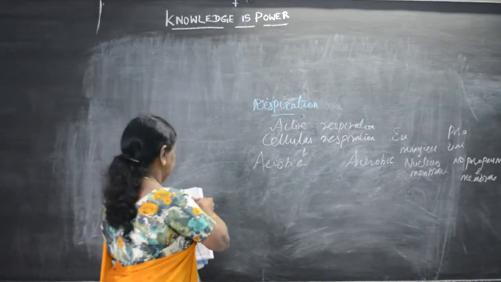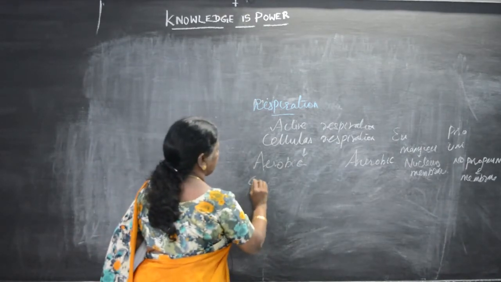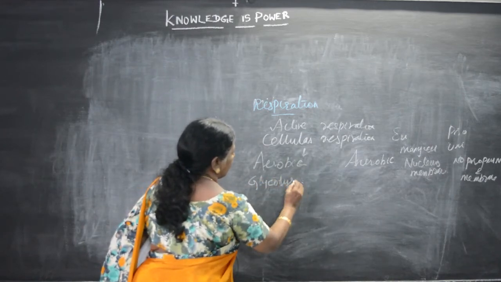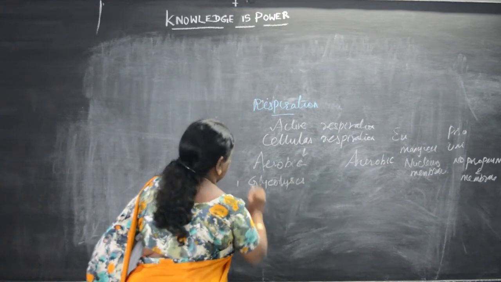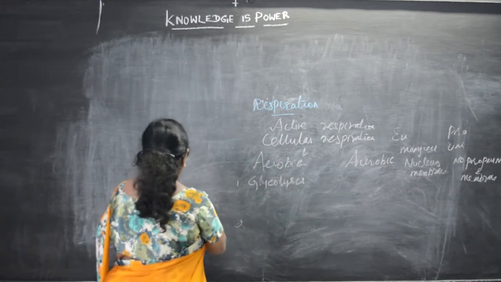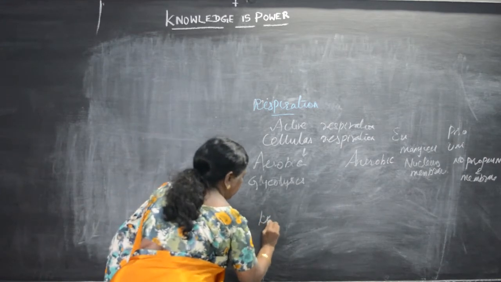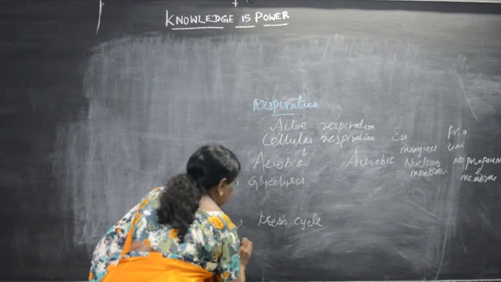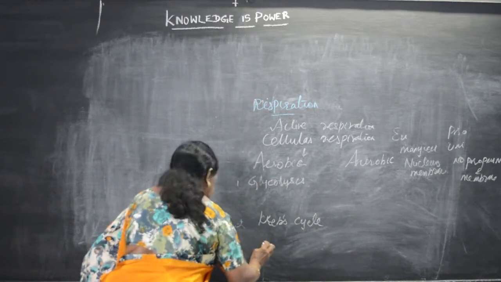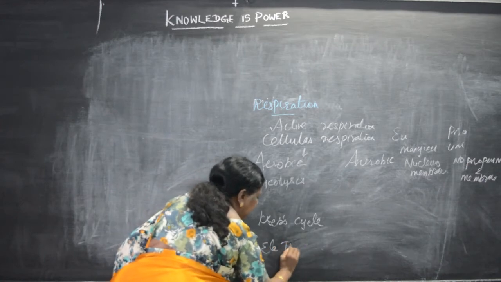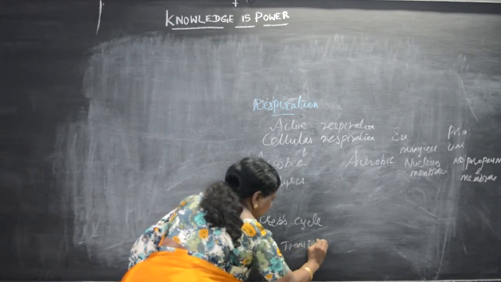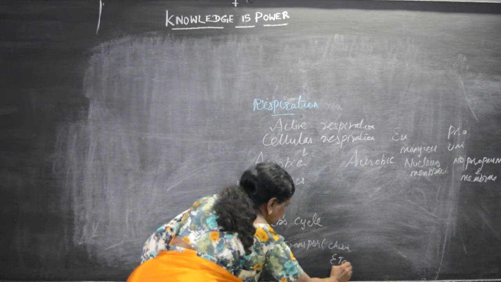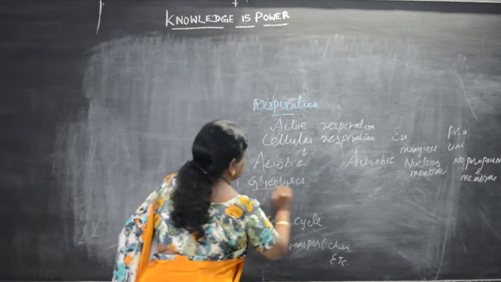Here, it has stages. The first one is glycolysis, the second one is the Krebs cycle, and the third one is the electron transport chain, known as ETC. So, the first one is glycolysis.